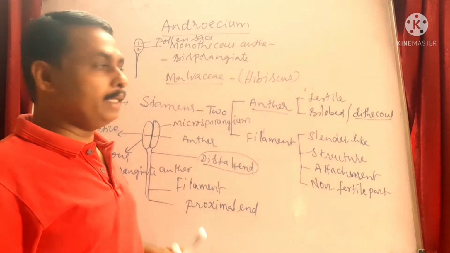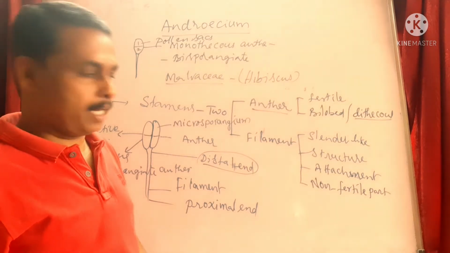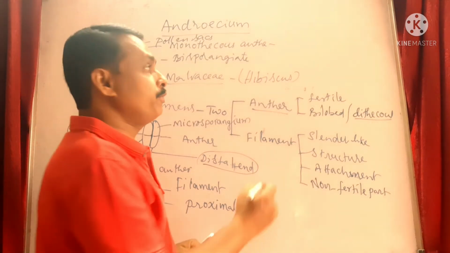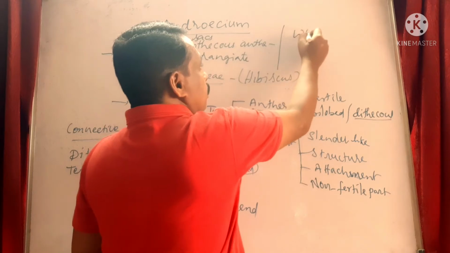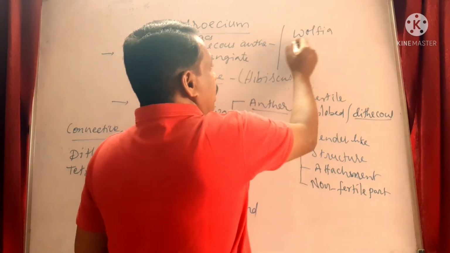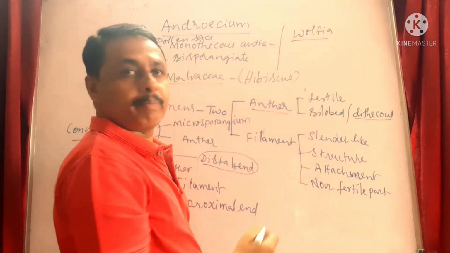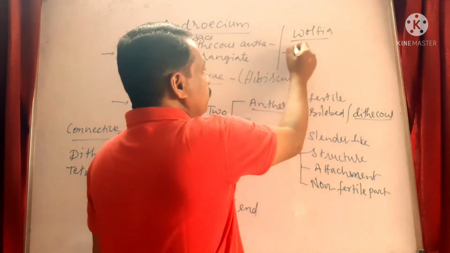And in some members like Wolffia, the smallest angiosperm, and the obligate parasitic plant Arceuthobium.